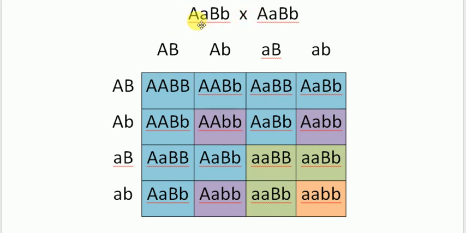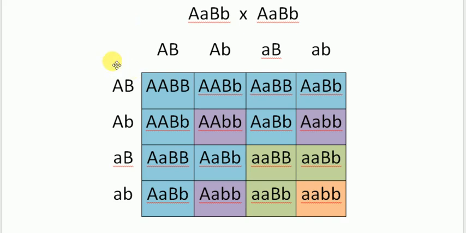So let's say that a capital A means that they have glasses, a capital B means they have hair, and let's say that a lowercase a means they don't have glasses, and a lowercase b means that they don't have hair. So in this case, our two parents are indeed dominant for both traits, because this is just regular Mendelian inheritance, so there's a dominant and recessive.